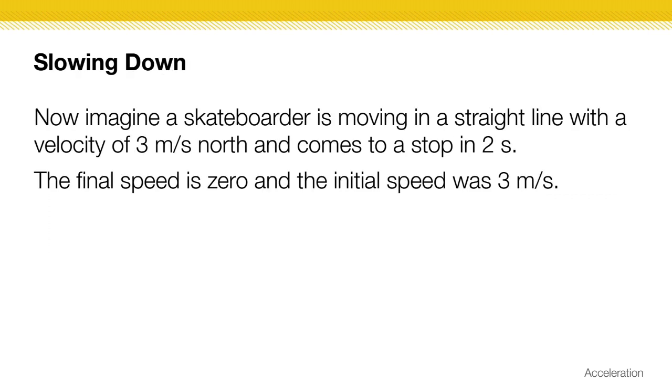So now I'm slowing down. Imagine you had a skateboarder moving in a straight line with a velocity of 3 meters per second north, and he comes to a stop in 2 seconds. And the final speed is 0. The initial speed was 3. So this time it slowed down. He came to a stop. I'm assuming it's a he. And stop means 0 meters per second. But this is still acceleration because it's a change in velocity.